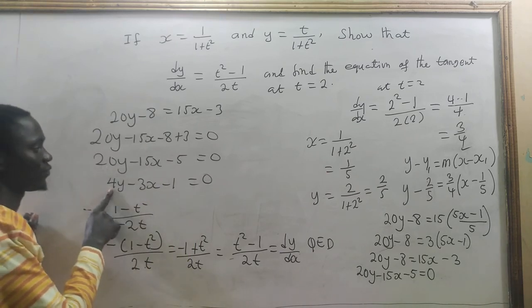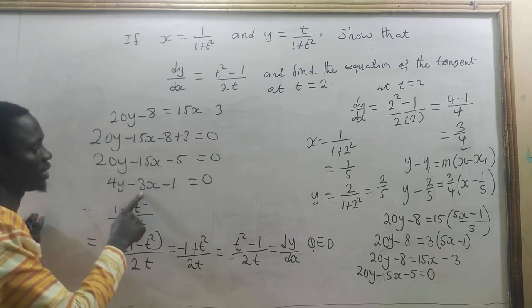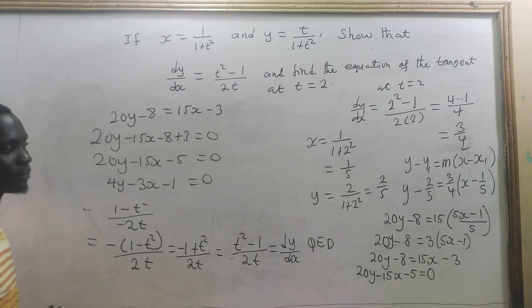Divide 20 by 5, we get 4. Divide 15 by 5, we get 3. Divide 5 by 5, we get 1.